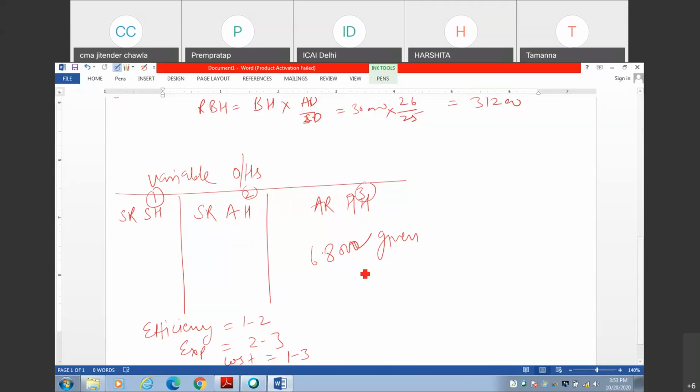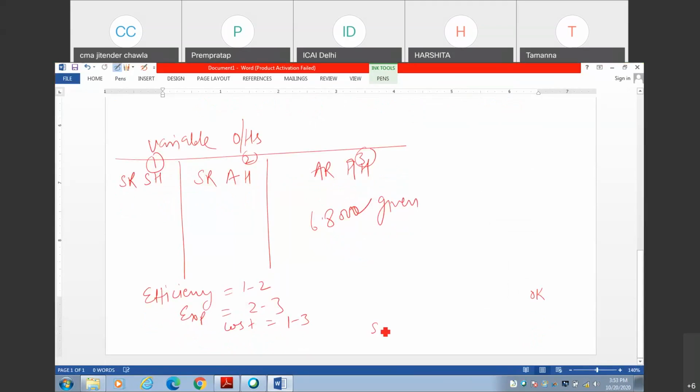Right? Am I clear? Please reply with okay if you understood. Now, you are required to calculate standard rate. What is standard rate? 68,000 rupees, 60,000 you have incurred. This is your standard expenditure for how many units? 30,000 units. So what is the standard rate? Rupees 2. So this is 2.